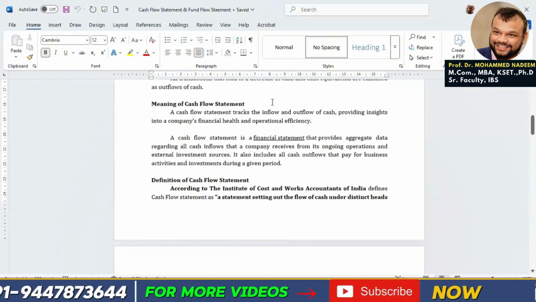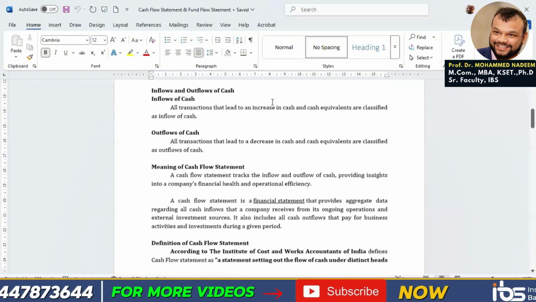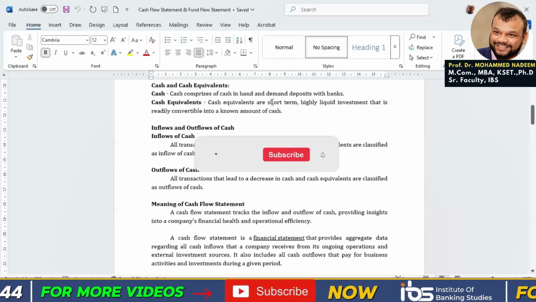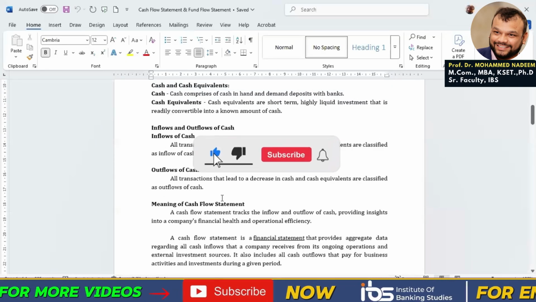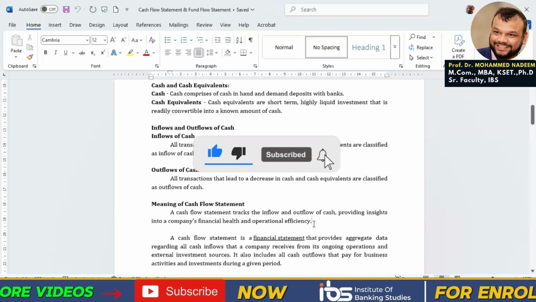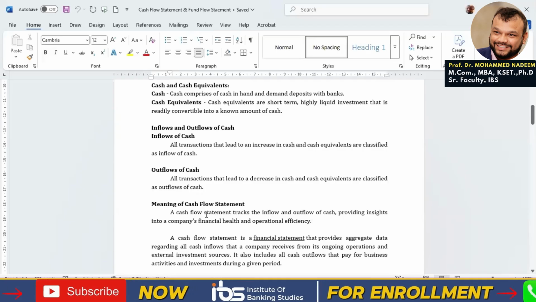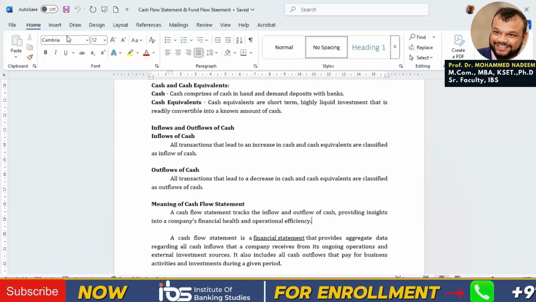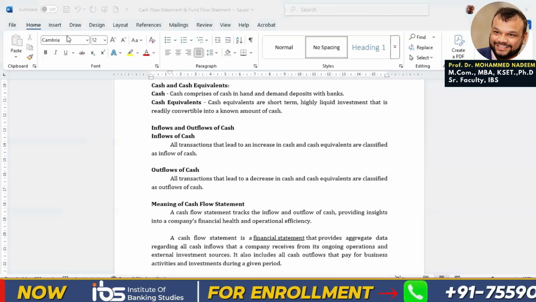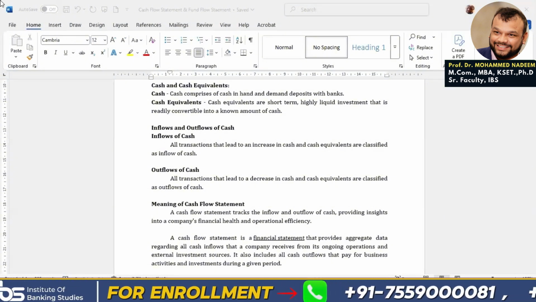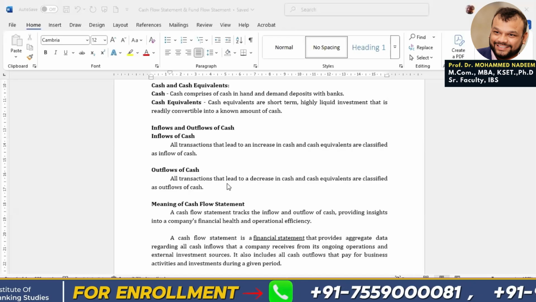I want you to make a note of these points, from cash and cash equivalents till the meaning of cash flow statement. Once you're done with this, just let me know and I'll go further. Done with these points?